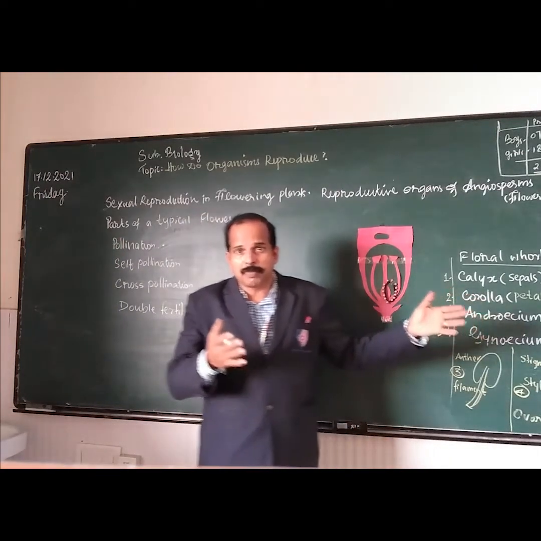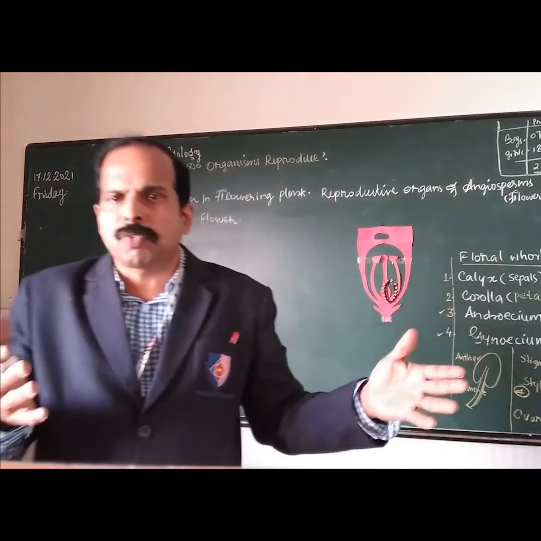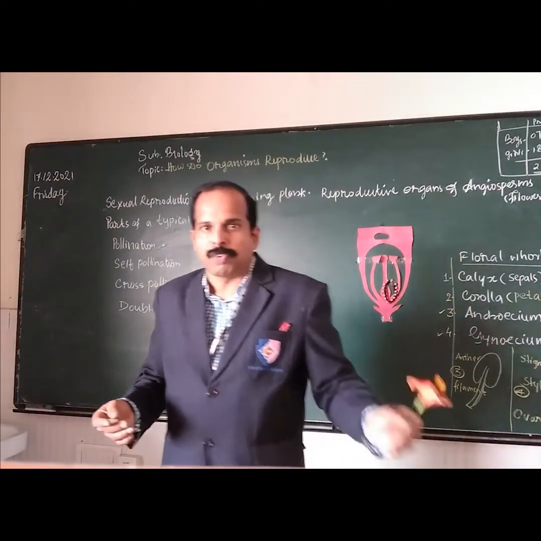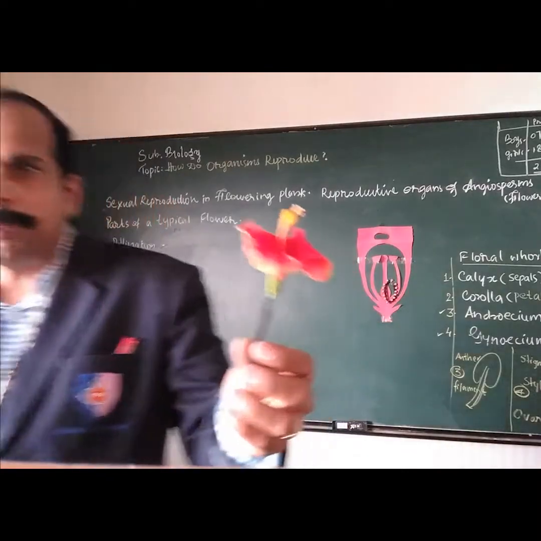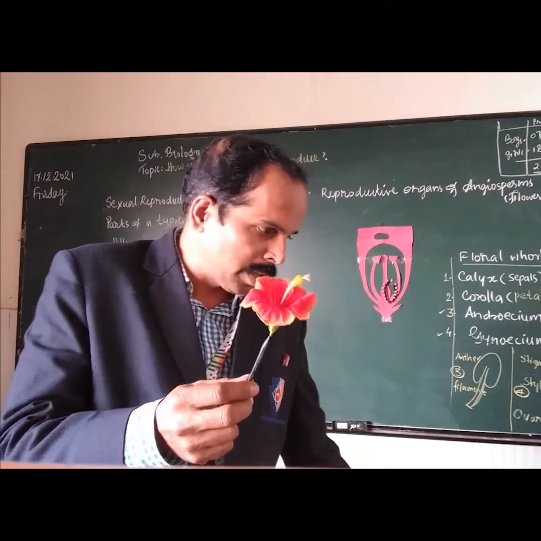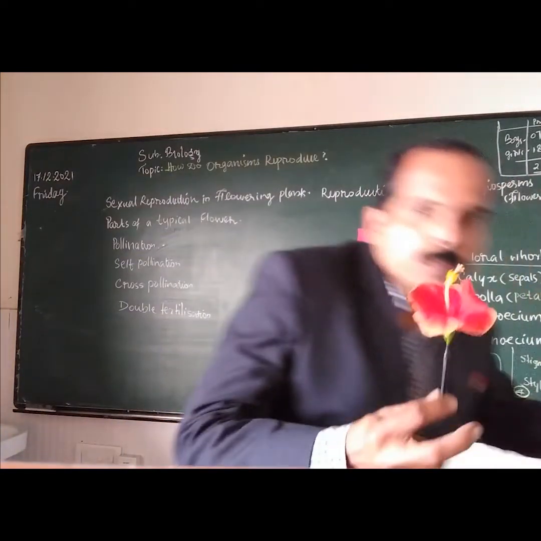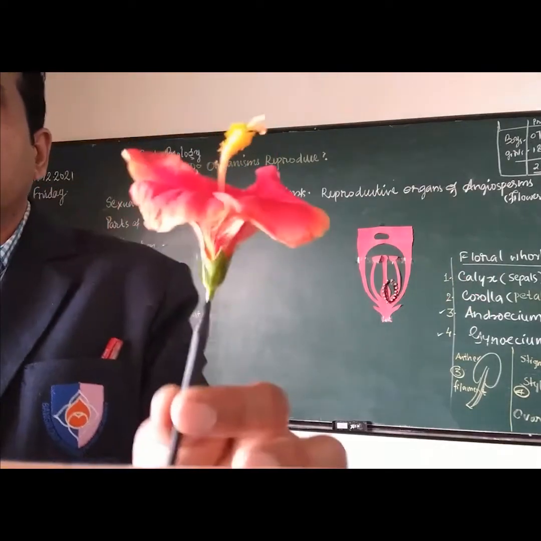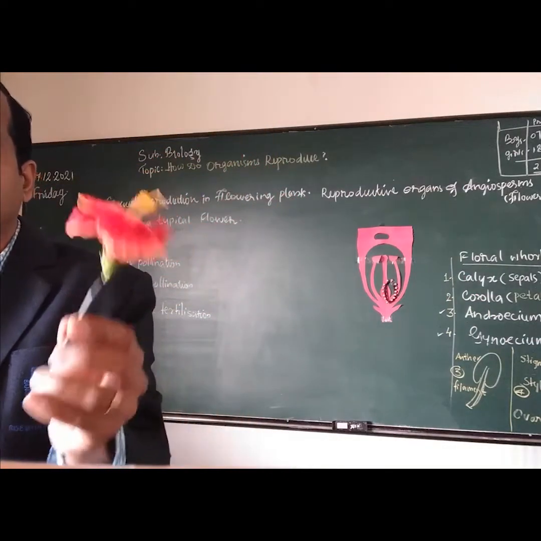You are familiar with this from 7th standard onwards, studying the parts of a flower. The major parts, of course, I think it's better to have a look at a flower. So here I brought a flower for you. This is a typical angiosperm flower, also known as the hibiscus flower. You can see the different parts of the flower. It is a typical hibiscus flower.